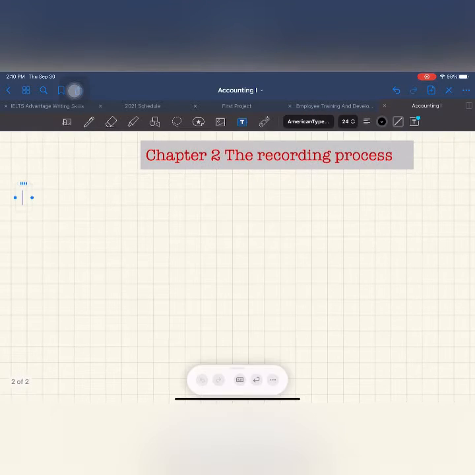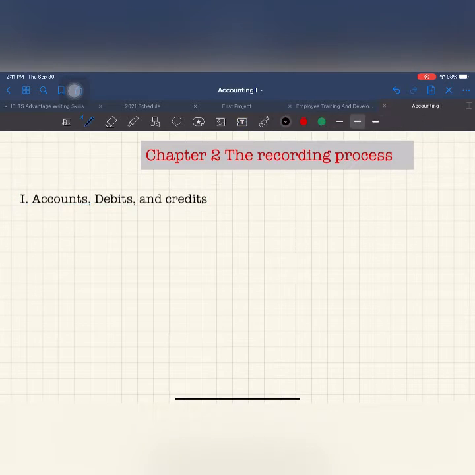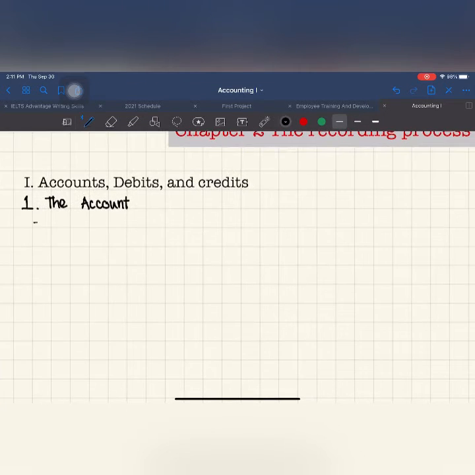This is the first part of your handout: account, debit, and credit. So from the beginning, we go to the account. An account is an individual accounting record of increase and decrease in a specific asset, liability, or equity item.